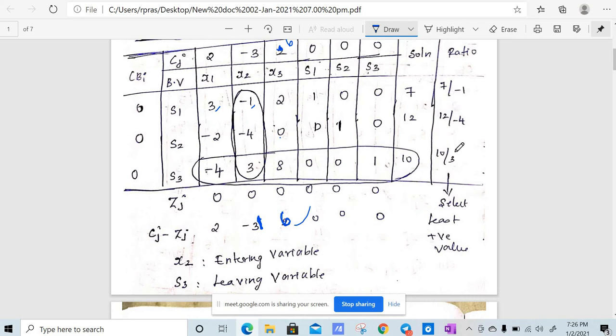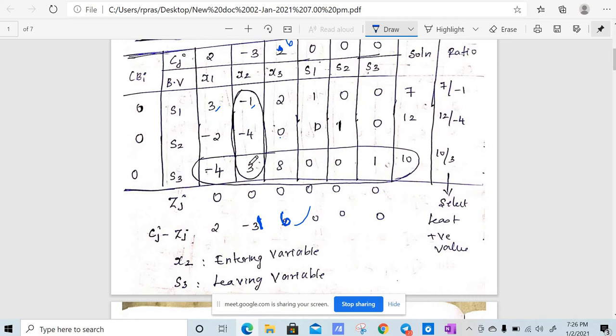Now you should choose the least positive value. So here we have minus 7, here we have minus 3, and these are negative. We don't consider this. So you will have only one positive value. You should select the least positive value. So this is the least positive value. This is our key row, right?